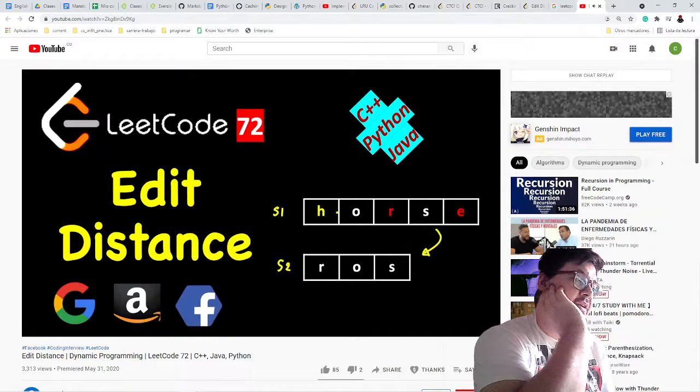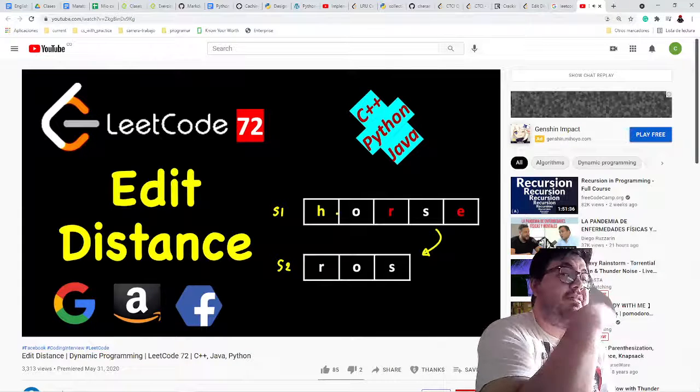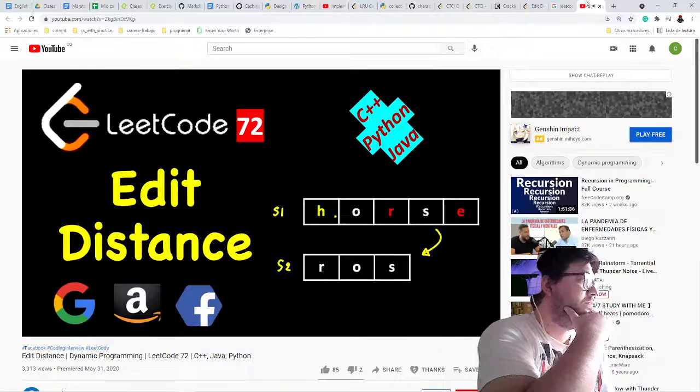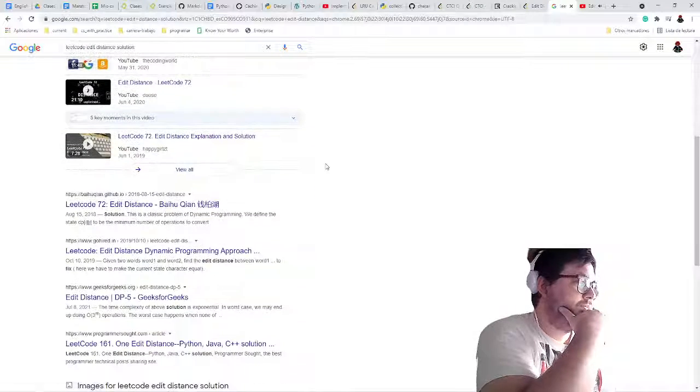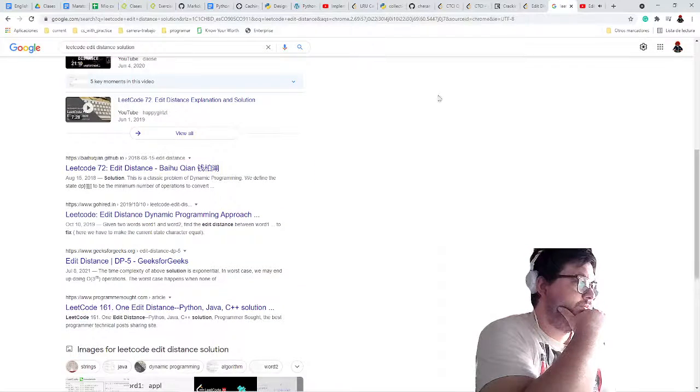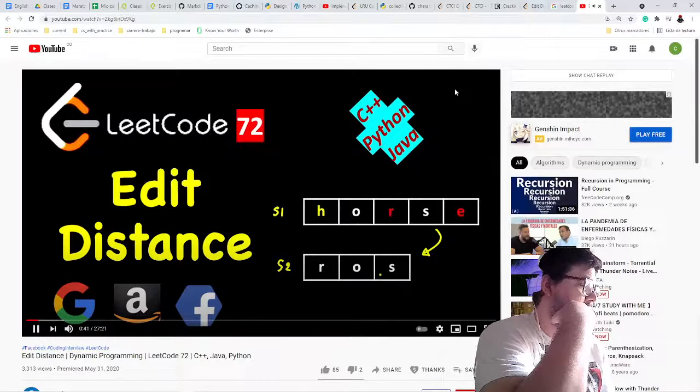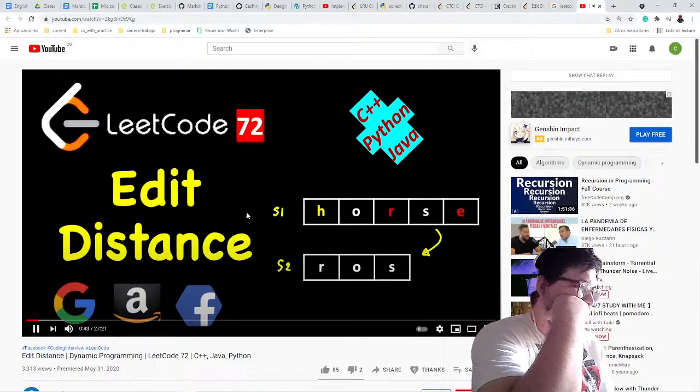One is to substitute a given character in the string. Second is to remove a character from the string, and third is to insert a character in the string. So these are the three operations that are allowed. So let's see this example. Here this is S1 and we have to convert it to ROS. So let's see how we can convert it.